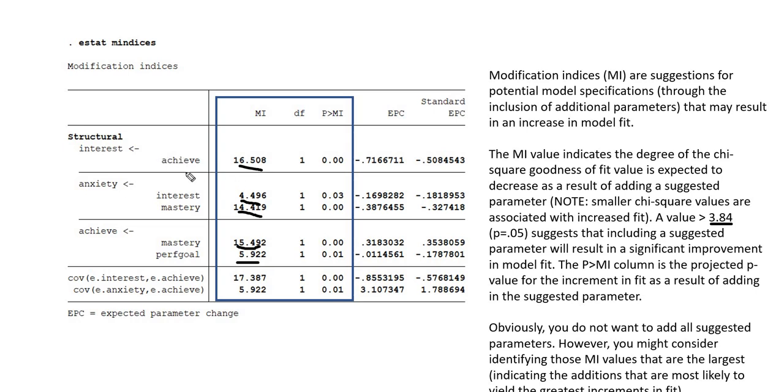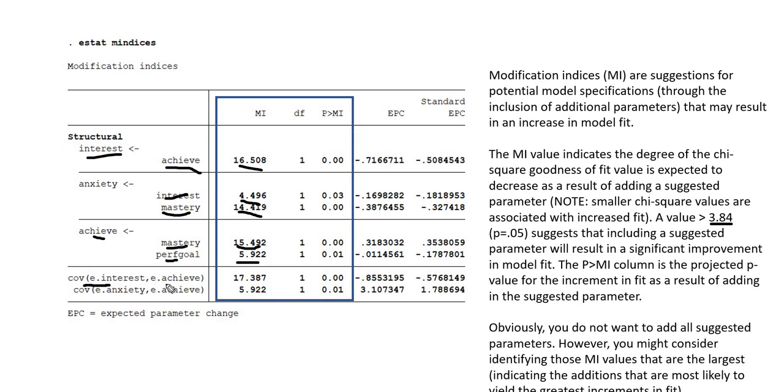So you'll notice that there's a possible parameter to add between achievement and interest. So achievement predicting interest. You've got interest predicting anxiety, mastery predicting anxiety, mastery and performance goals predicting achievement, and so forth. But again, these are not necessarily theoretically defensible, and the more changes that you make, the more you run the risk of capitalizing on chance.